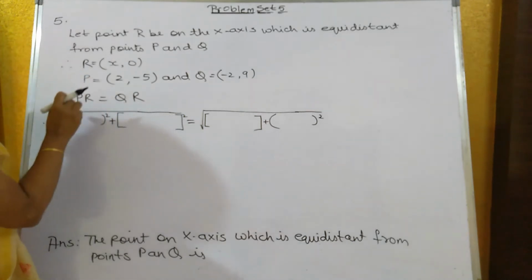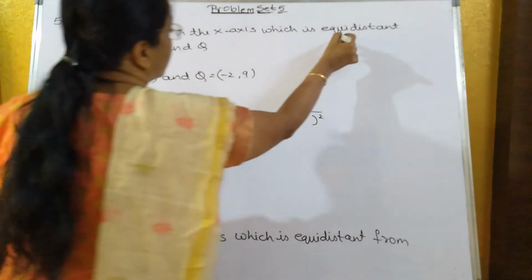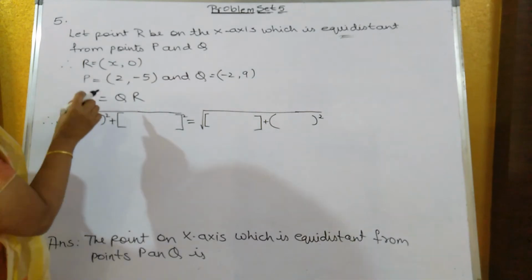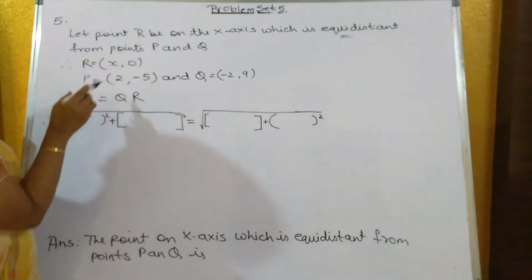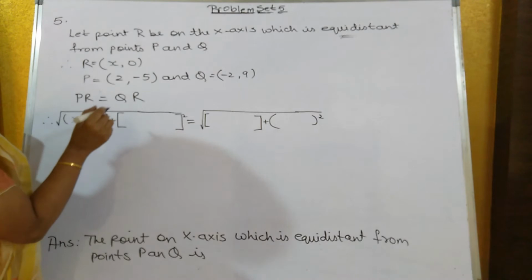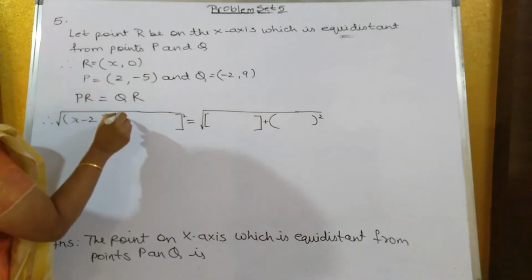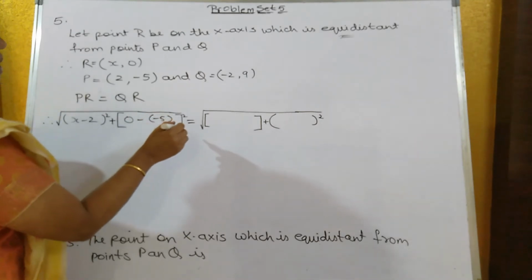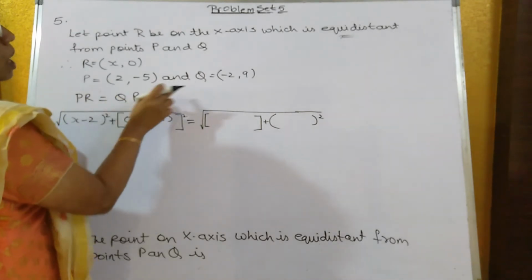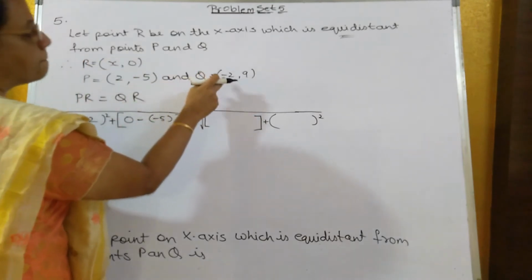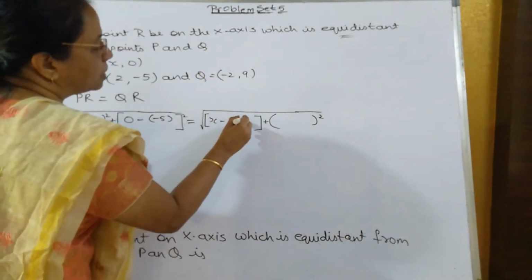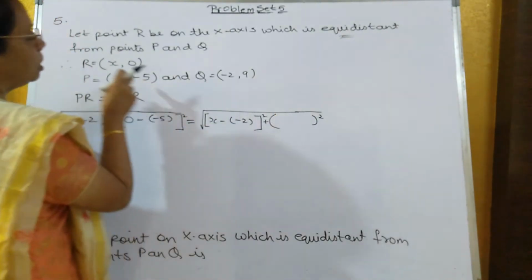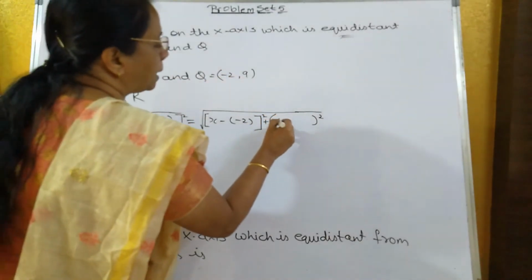Why is it equal? Because it is given, it is equidistant. Equidistance, that is why PR should be equal to QR. Now PR is (x minus 2) the whole square plus (0 minus 5) the whole square, that is equal to, now we have to take QR. QR is (x minus 2) the whole square, and over here it will be (0 minus 9) the whole square.